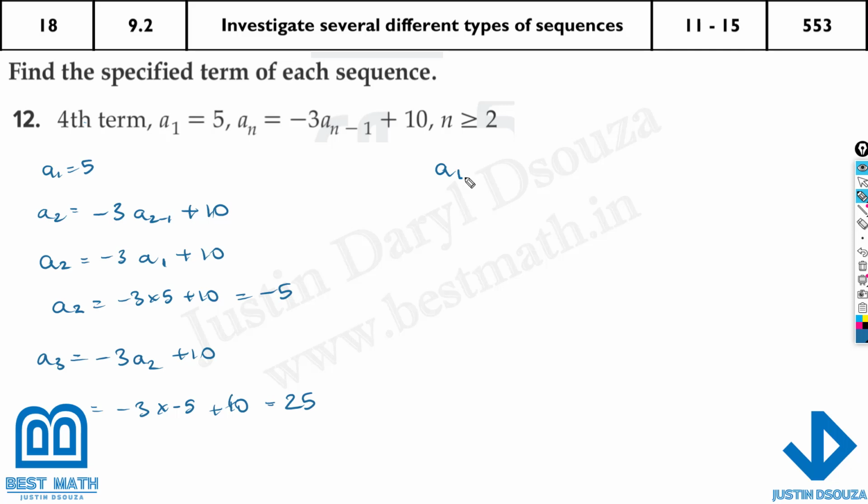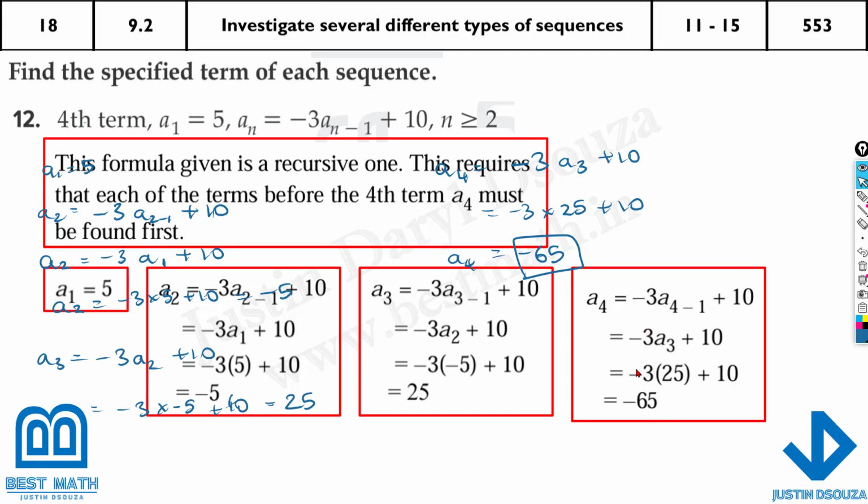And lastly, it is A4. That is what we are solving for. Minus 3 A3 plus 10. And here we have minus 3 times 25 plus 10. That is going to be 75 negative. Then plus 10 will be minus 65. So that is the term which we wanted. That is the fourth term. So that's how we solve it. That's minus 65.